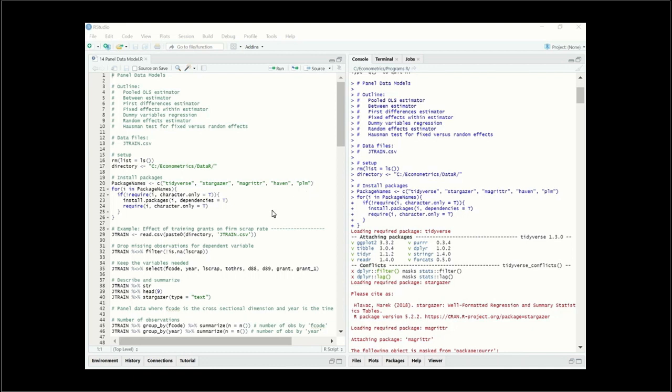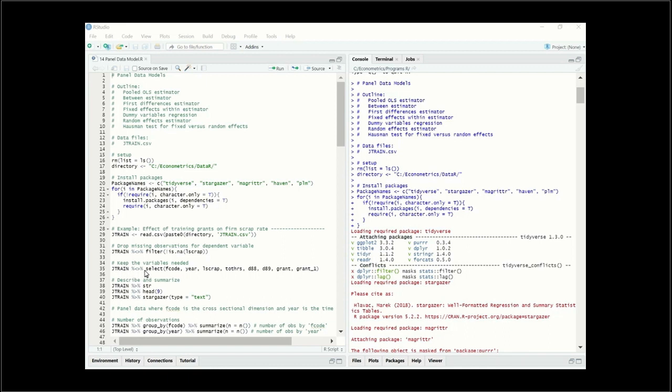And we will start with reading in the data job training, JTRAIN.csv, into our data frame. And then we would be filtering some of the missing observations. So anything that has not available or is missing for the log scrap, which is going to be our dependent variable, is not going to be included in the data set. So these are the variables that we're going to be using here.